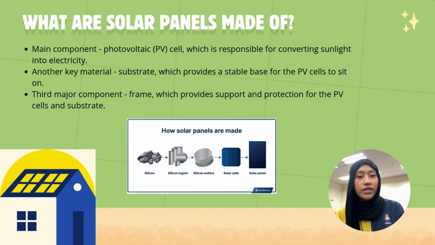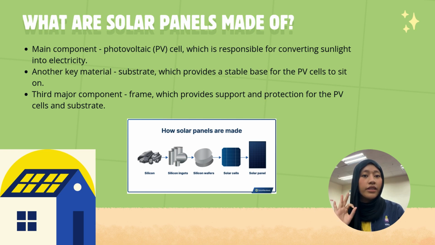Another key material in solar panel construction is the substrate, which provides a stable base for the PV cells to sit on. The substrate is usually made of glass, which allows the solar panel to harness as much sunlight as possible while protecting the delicate PV cells from the elements. Glass must be specially treated and coated to resist scratches and minimize reflection, both of which can reduce the panel's efficiency.